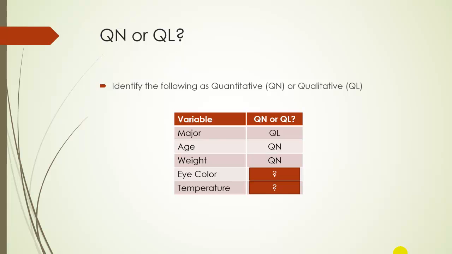Eye color. Eye color can be green or blue or brown, but these are not numbers, so therefore it would be qualitative because it's categorical. Temperature. Temperature, again, is on a numerical scale, like 10 degrees, 20 degrees. So this should be quantitative.